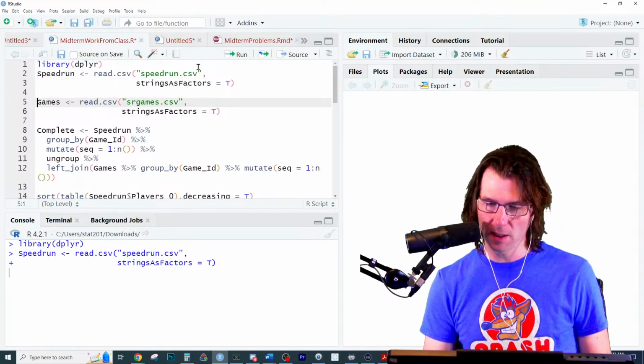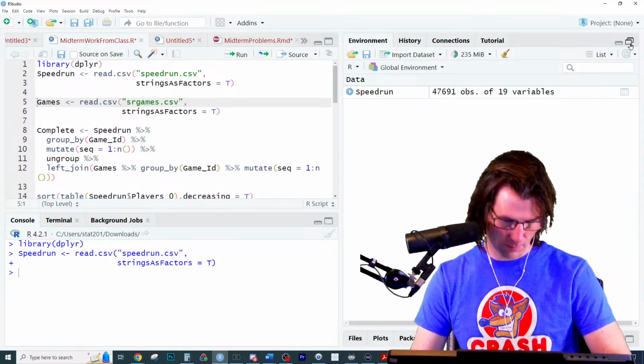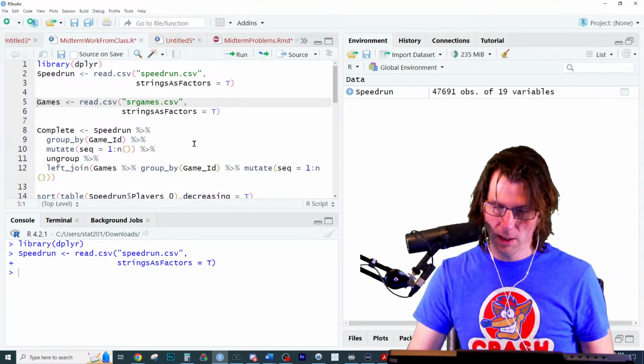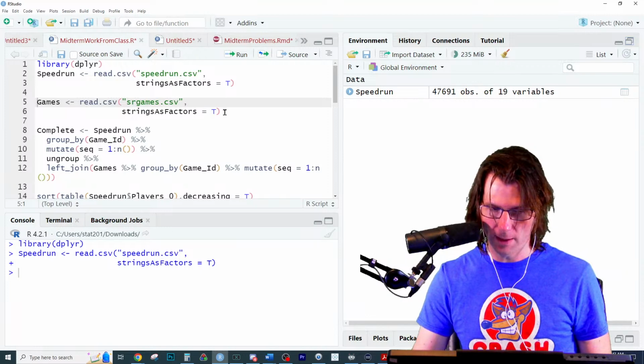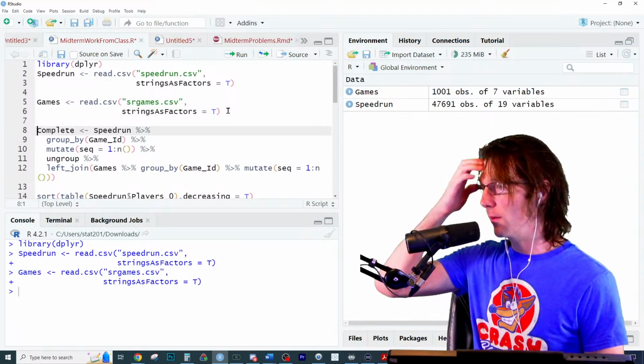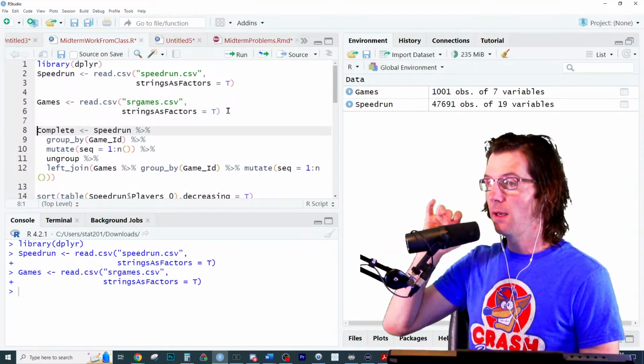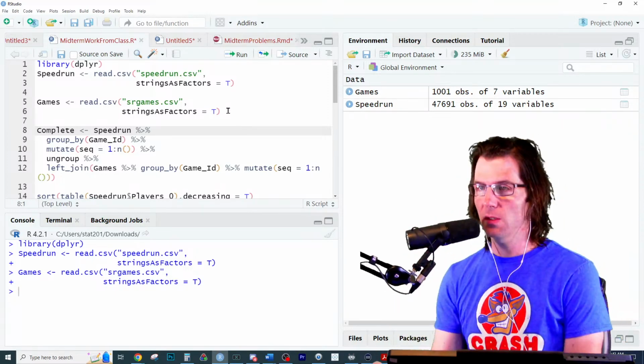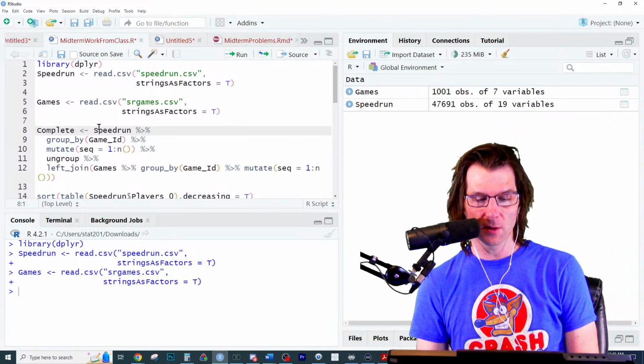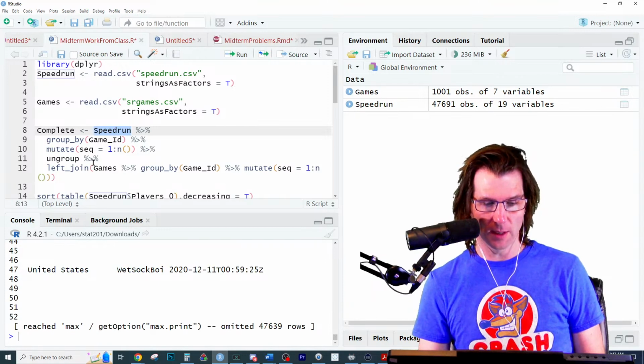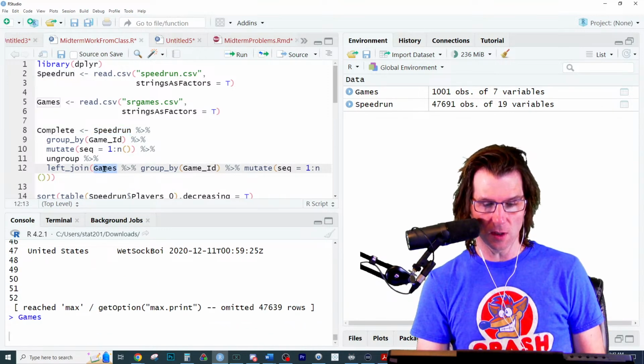Boom. So we read this in here, and then we take a look over here. We've got the speedrun data, and now we have the games data. Now, I had to look up some specific code to do this. I store this into complete right here. So you want to make sure you have speedrun and you also want to make sure you have games.